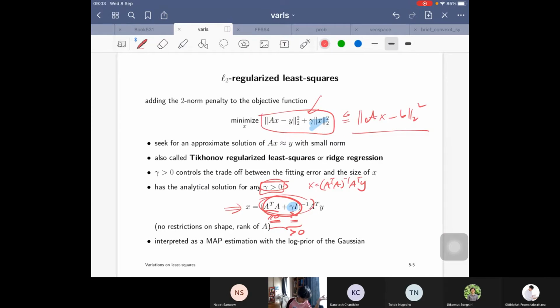So ridge regression has a nice property in this sense because you don't have to put any conditions on the rank of A, unlike least squares, where this expression is valid only when A is full rank. As we will see when we talk about maximum a posteriori estimation, or MAP estimation, which is a statistical method, there is a connection between Tikhonov and MAP estimation when you use a log prior of Gaussian.